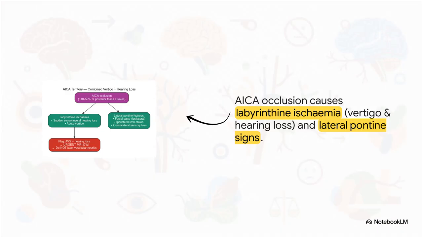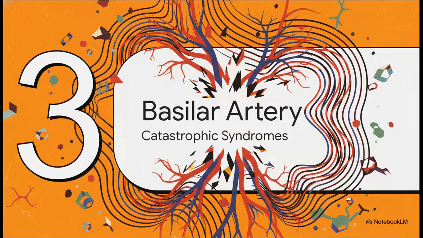And why does this happen? Well, it all goes back to the plumbing. The AICA sends off a tiny branch that supplies the inner ear. So when the AICA gets blocked, you take out the ear. Boom, vertigo and hearing loss. But the main artery also feeds the side of the pons, so you might get other stuff too, like a facial droop or some limb ataxia. It's a real double whammy. Okay, now we're moving up to the big one, the main highway of the posterior circulation, the basilar artery.